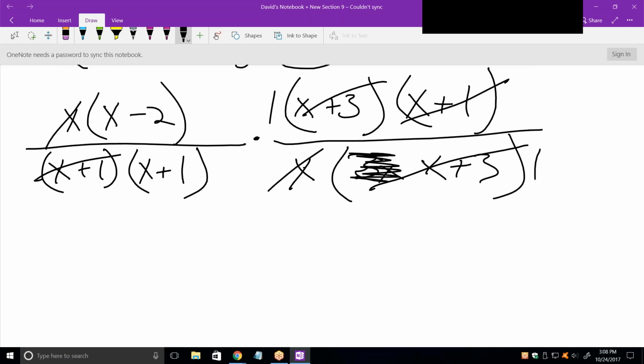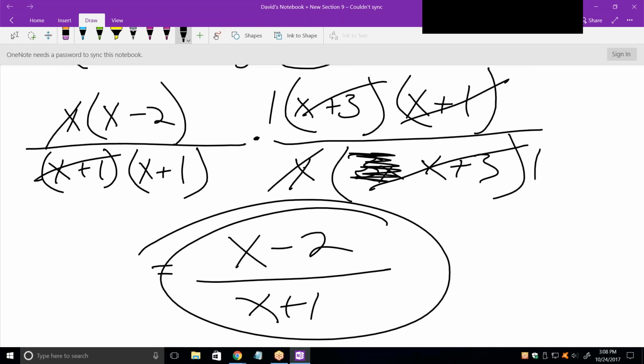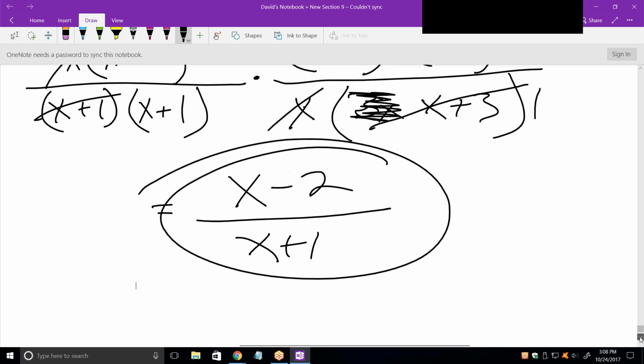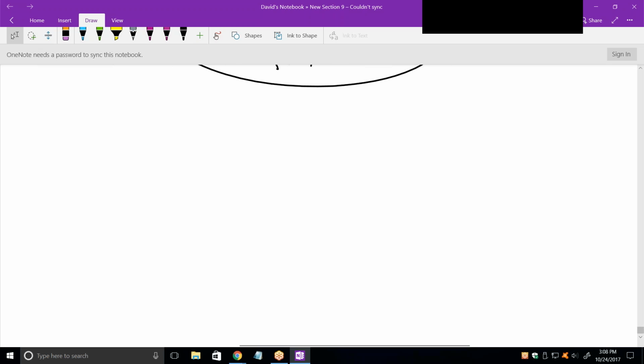What's that leave me with in the top? X minus 2. What's it leave me with in the bottom? X plus 1. Here's your answer. So these are strictly factoring problems, and then you cancel whatever you can cancel. Canceling is easy. It's the factoring that's tough. All right. What else?